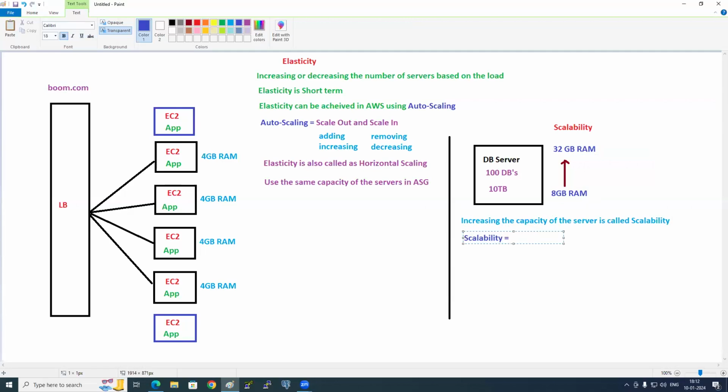Scale out, scale in. Scalability means scale up, scale down. What is that? Scale up, scale down. This auto scaling is scale out, scale in. This one is scale up, scale down. So you should never forget this. Scalability means scale up and scale down.